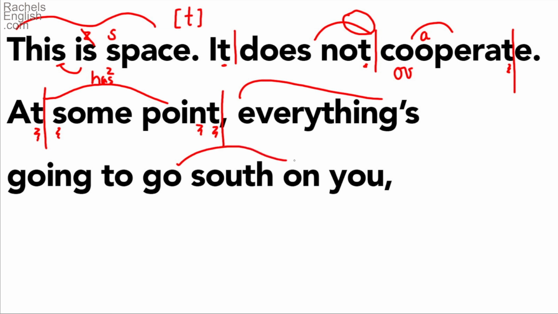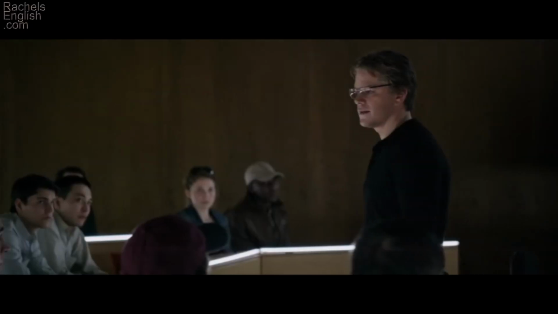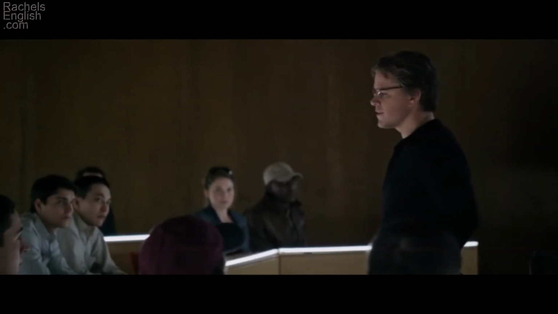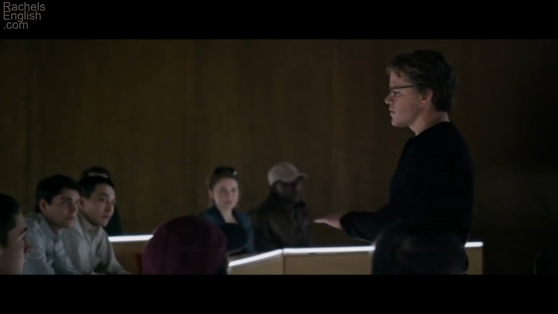What does that mean to go south? That's a direction, right? If you're looking at a map of the U.S., it's the downward direction. So when things go south, what we mean idiomatically is that they start doing very poorly. So when he says everything's going to go south on you, that means at some point when you're in space, things are going to go really wrong. Your equipment's going to fail. Who knows? Something is going to go poorly. It's going to go south. Everything's going to go south on you.